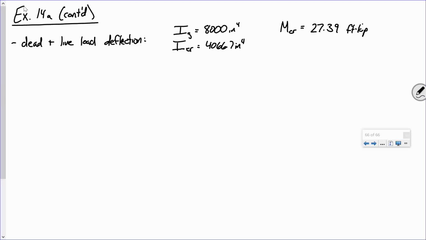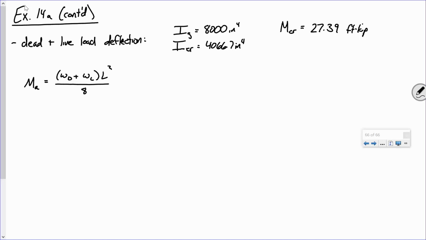What's our MA, though? It's not 50, okay? That's what changes. Our applied moment changes because now we've got more load. It's not just the dead load, it's the dead load plus the live load. So our MA is, again, WL squared over 8. It's still a simply supported beam with a uniformly distributed load, only we have to add the effect of the live load.